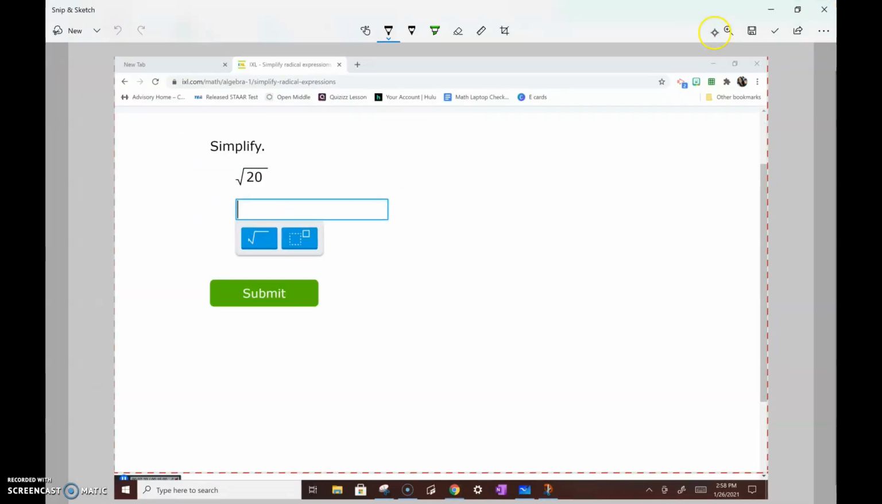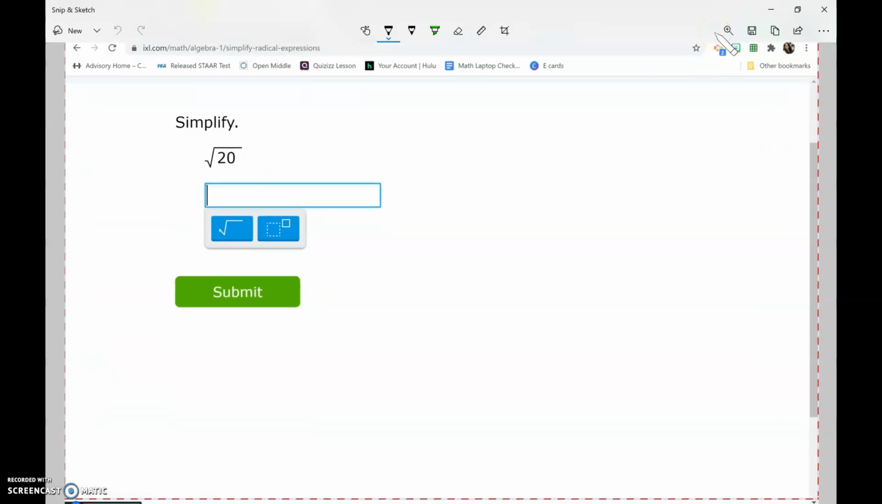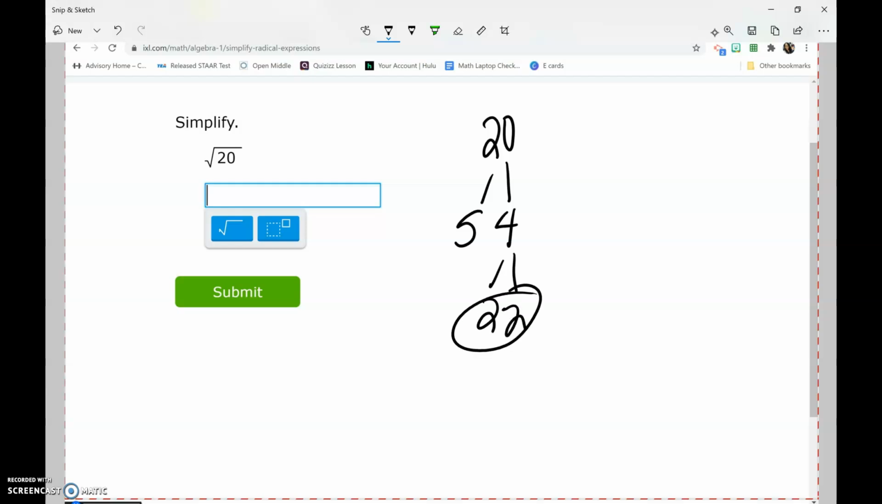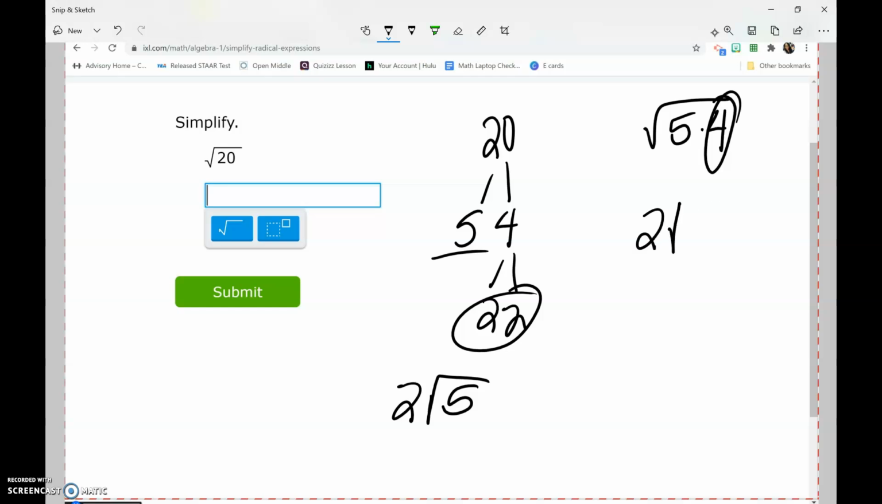All right. So we have the square root of 20. So I can do 5 and 4. I can keep going and get 2 and 2. So the 2's repeat, the 5's don't, so the 2 is going out and the 5 is staying in. So 2 square root 5. Or, if you don't like it that way, I can rewrite this as square root of 5 times 4. 4 is our perfect square, so 2 square root 5. Okay, let's check.